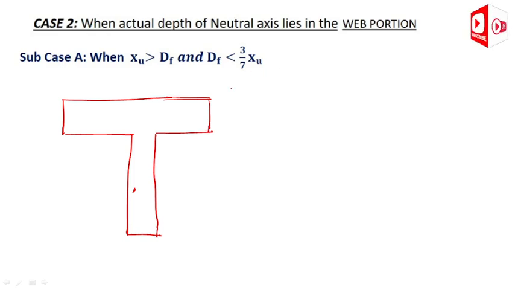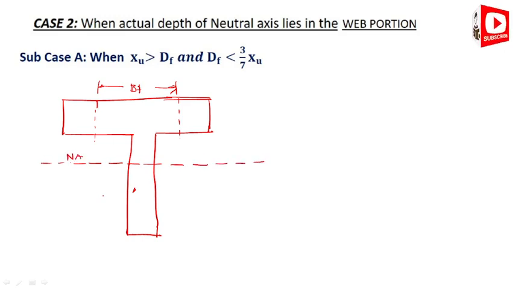So this is a T beam. Now what they are actually saying is, we are considering this portion and this portion. So this is bf. Okay, now the actual neutral axis is in the web portion. So this is the neutral axis portion, neutral axis here.